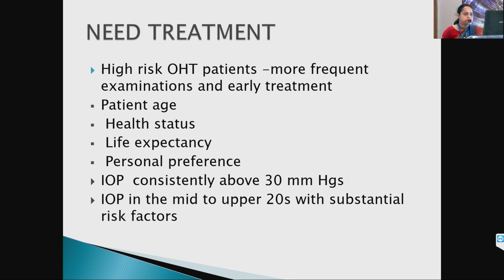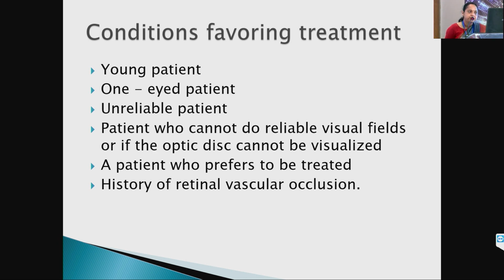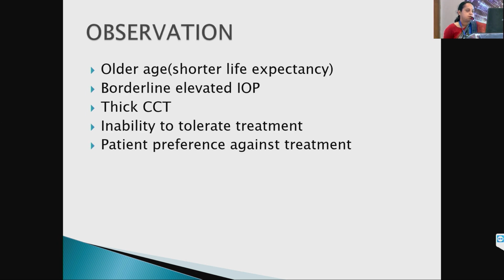IOP above 30 millimeters is better to treat. IOP in the mid to upper 20s with risk factors like family history, thin central corneal thickness, increased cup disc ratio, etc. is better to treat. Young patients, one-eyed patients, unreliable patients who cannot do reliable visual fields, patients whose optic disc cannot be visualized, patients who prefer to be treated, and those with any history of retinal vascular occlusion are better treated. Observation is indicated if the patient is of older age with shorter life expectancy, borderline elevated IOP, thick central corneal thickness, inability to tolerate treatment, or if the patient prefers against treatment.